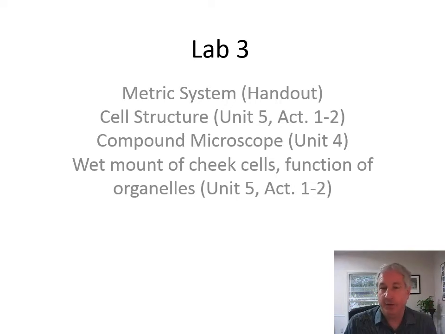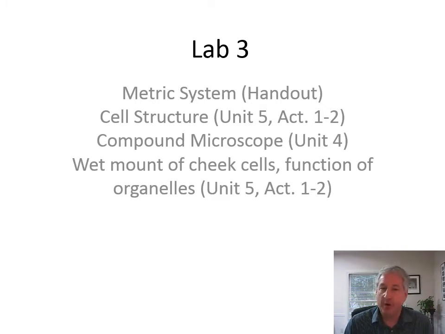Okay, so today we're going to be doing lab number 3, which is metric system. There's a handout that'll be given out in class or posted online. I'll post it online as well as give it out in class. We're going to talk about the metric system, cell structure, and that's Unit 5, Activities 1 and 2 in your book, and then we'll do the rest of cell structure, which will be mostly mitosis. So it's a fairly short one next time. And then we'll talk about the compound microscope.